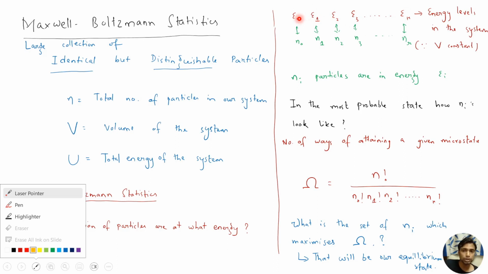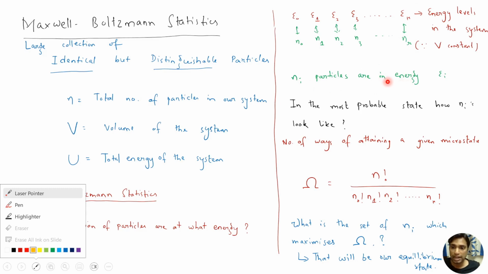Now if you look at the atoms in the system, a particular atom can be in one of these energy levels. Let's say out of those, N0 are in energy E0, N1 particles are in energy E1, N2 particles are in energy E2, N3 particles are in energy E3, and so on, and Nr particles are in energy Er. So basically what I am saying is Ni particles are in energy Ei.